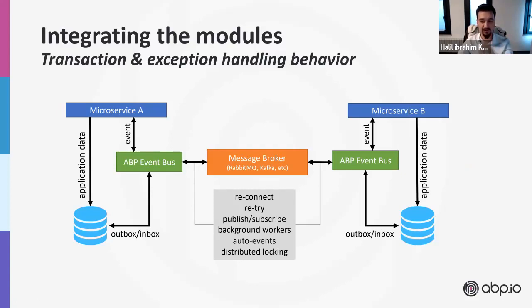ABP also implements reconnecting, retrying, and different kinds of publish and subscribe scenarios with your message broker. For example, it's different in RabbitMQ and it's different in Kafka. ABP abstracts all these APIs and automatically does all this work. It uses distributed locks whenever necessary and so on. All you need to do is use ABP's abstractions.